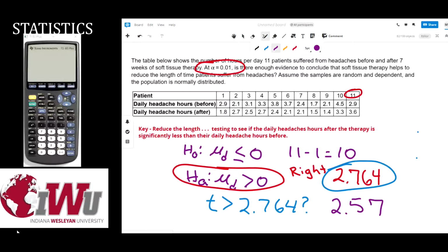So what exactly does that mean? All right, let's try to put it in words here. At the 1% significance level, there is not enough evidence that the soft tissue therapy helps to reduce the length of time patients suffer from headaches. Okay, well, let me type that out and put it up on the screen for you.